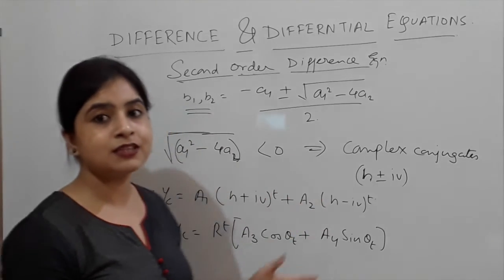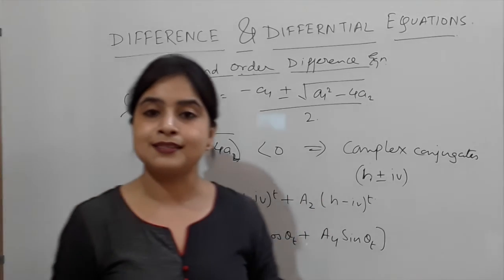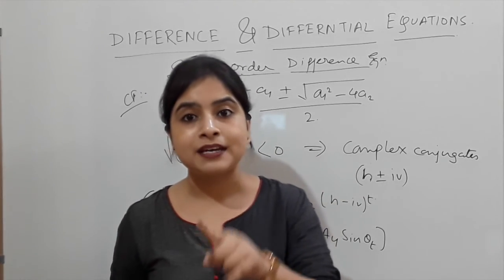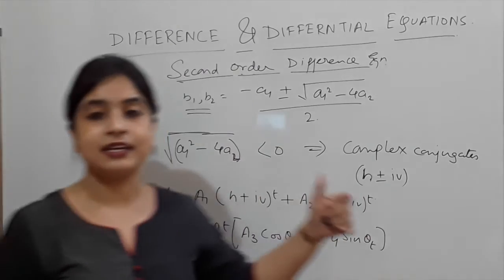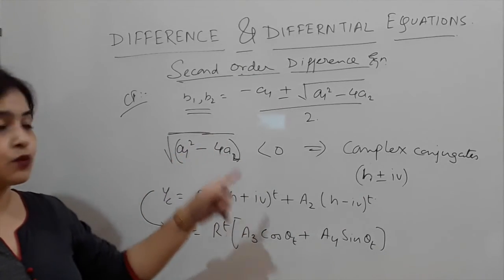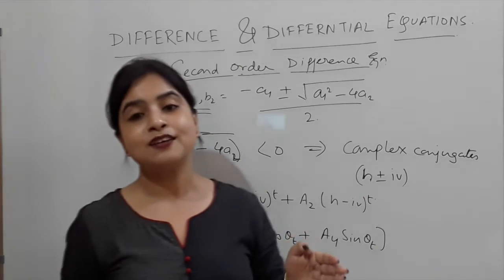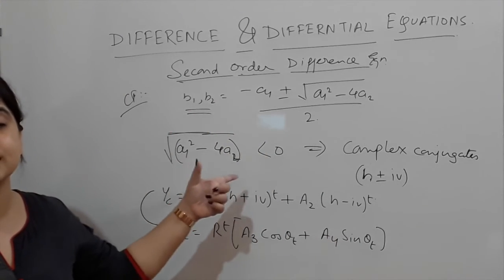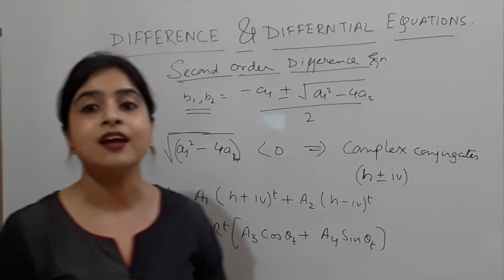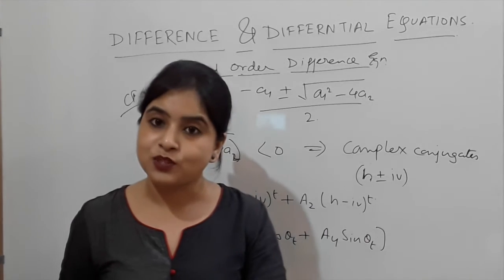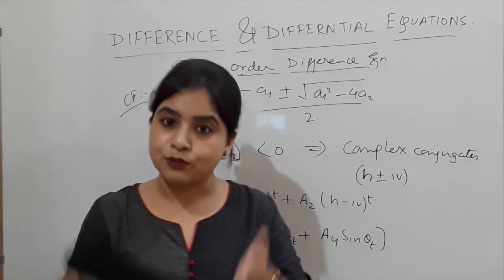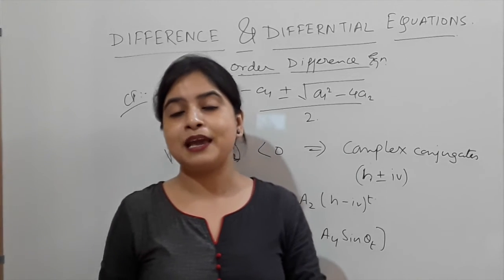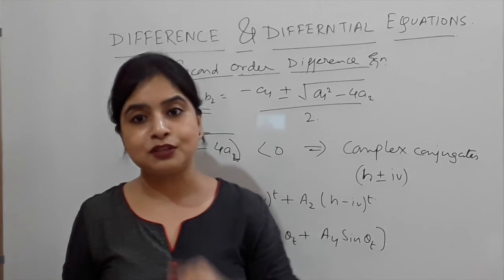After this, all we have to do is obtain the general solution. We have already obtained the particular solution in the case of the second order difference equation, right? And on the basis of the value of the discriminant, we are going to obtain our complementary functions as well. So once we put them together, we will easily be able to obtain the general solution.